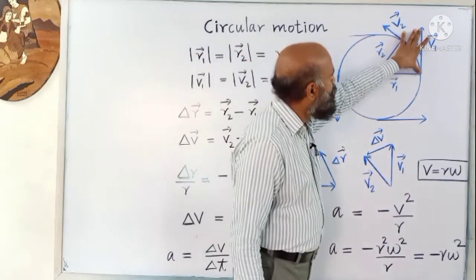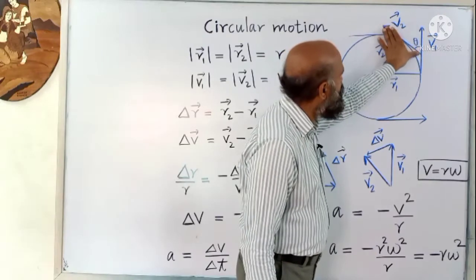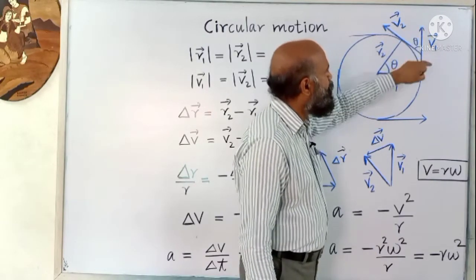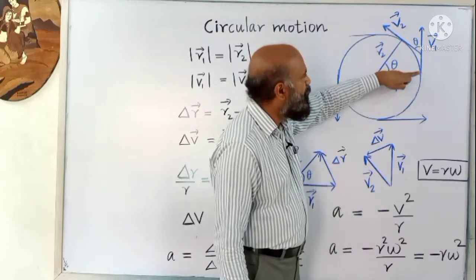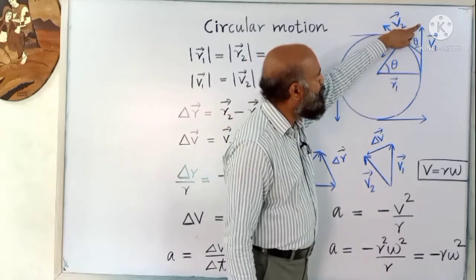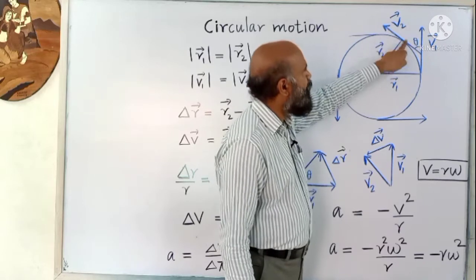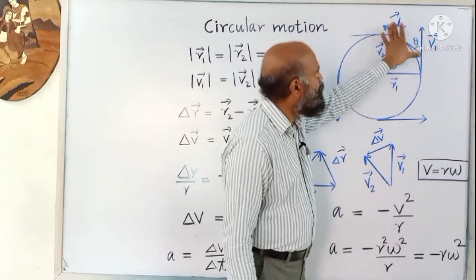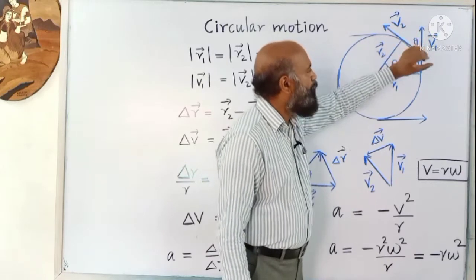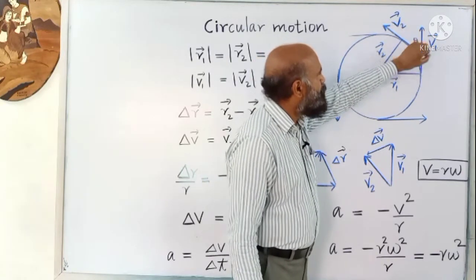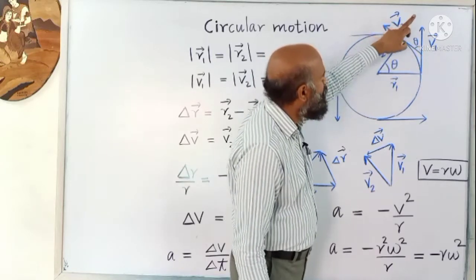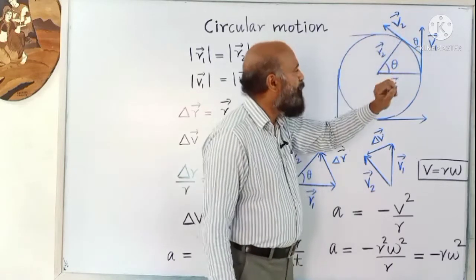See the length of this arrow here, same. So the magnitude of the velocity is the same, but the direction is changing. Here this is the direction of the velocity, here this is the direction of the velocity, but the magnitudes are the same. Now the angle between these two, v1 vector and v2 vector, is theta.